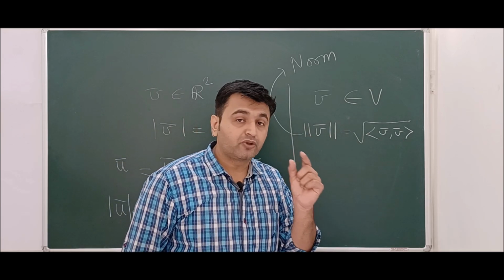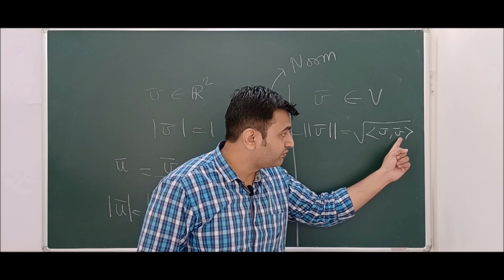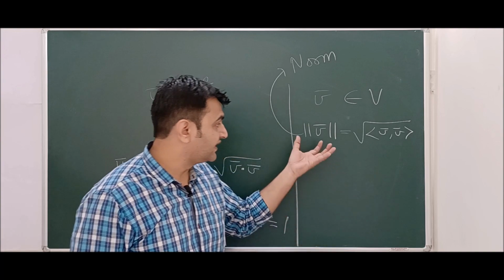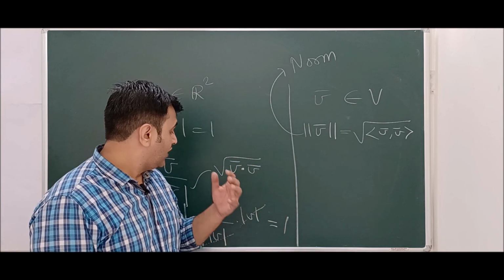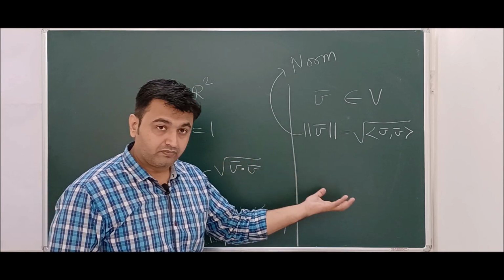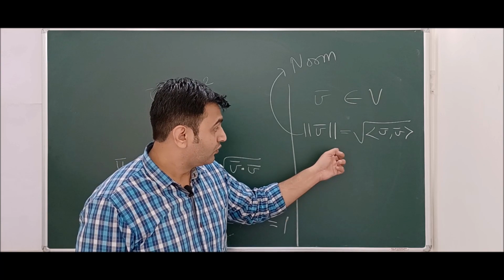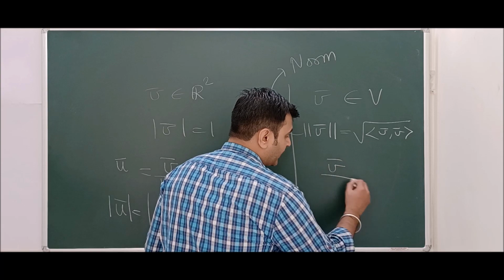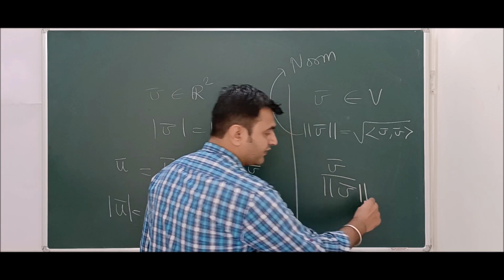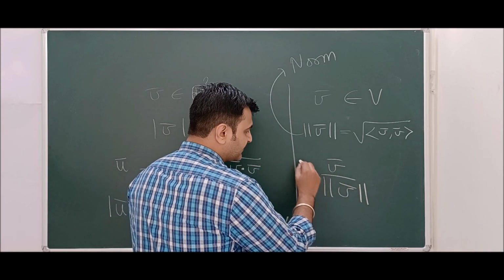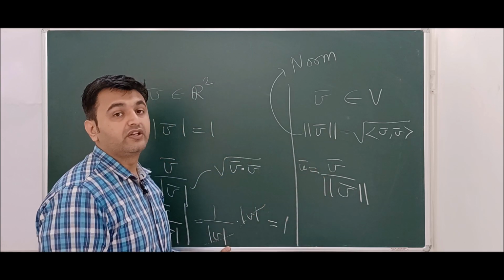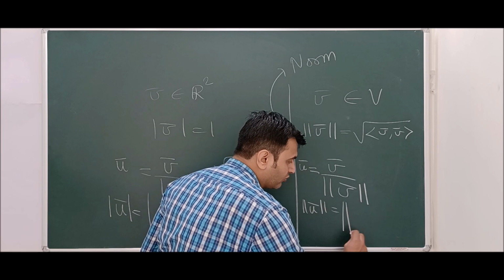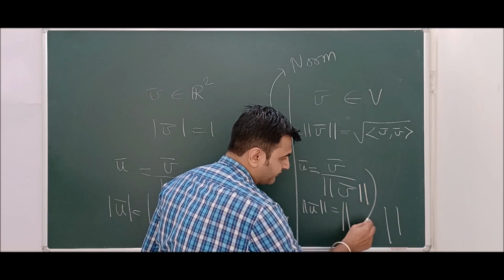By property of inner product, we know that the inner product of V comma V is always greater than or equal to 0. So the square root is non-negative, so the length is non-negative. So the generalization of length is norm in an inner product space. So if you have a vector V which is not a unit vector, you divide by its norm. Then this vector, if I call this U bar, is a unit vector. Why? Because what is the norm of U? It is the norm of this complete thing.